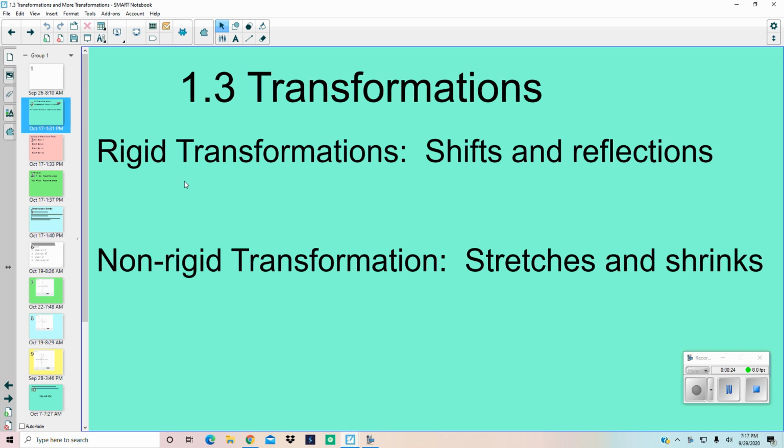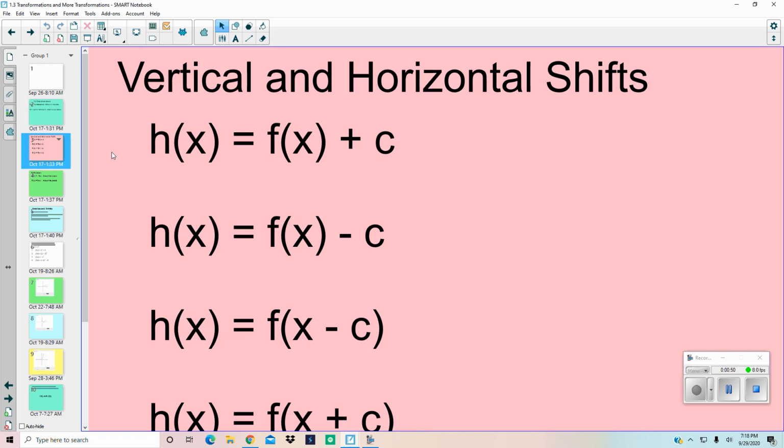Okay, so rigid transformations are when you have shifts or reflections. A shift could be moving the whole function up, down, to the left or right. A reflection would be reflecting about either the x-axis, the y-axis, or a point. A non-rigid transformation would be any stretch or shrink that elongates the function or flattens out the function. So you probably want to take some notes here.